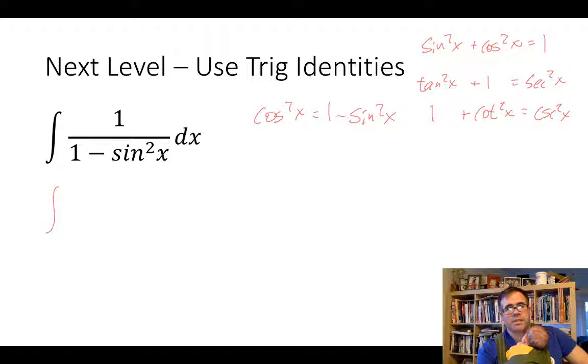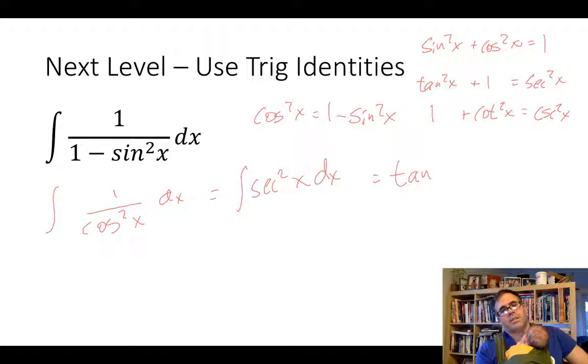So this is the same as the integral of 1 over cosine squared x dx. What is 1 over cosine squared? Well, that's the integral of secant squared x dx. And that fits our sheet. So that's going to be tangent x plus c. Right? No big deal. We're using our trig identities. Moving forward. What else can we do?